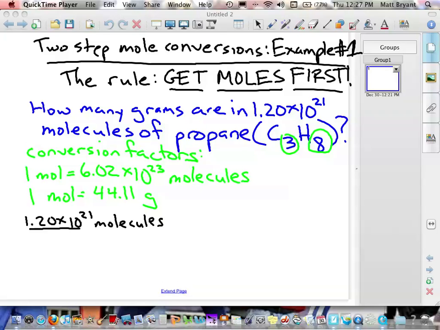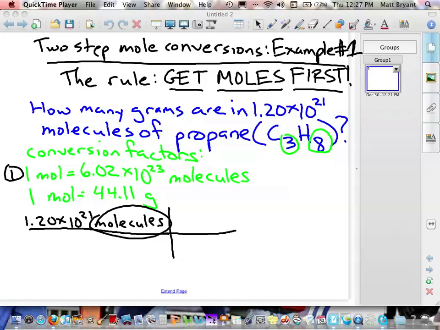Now, the first conversion factor that we're going to put in, essentially we're talking about a ratio here, needs to do one very important thing. Namely, get rid of this unit, molecules. So we need to be able to cross that top unit out here. And how are we going to do that? Using the first conversion factor right here. 1 mole equals 6.02 times 10 to the 23rd molecules.